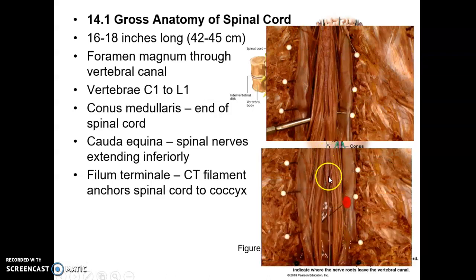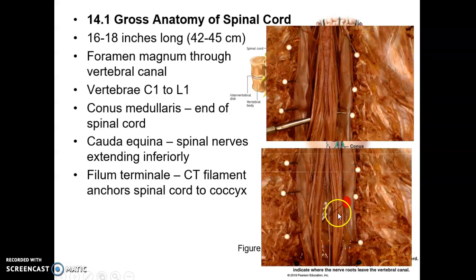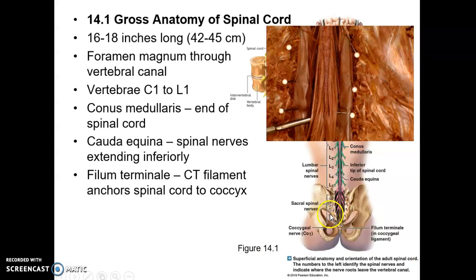So here there's the thin tapering conus medullaris, and then that little thin filament, that is the filum terminale that continues down to the coccyx. And then next to it, which has been pulled apart there, that is the cauda equina. Those are the spinal nerves that continue down through the vertebral column, the vertebral canal, all the way down into the sacrum.